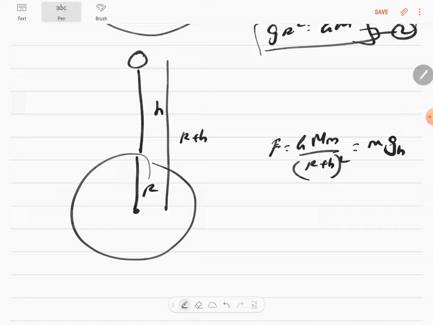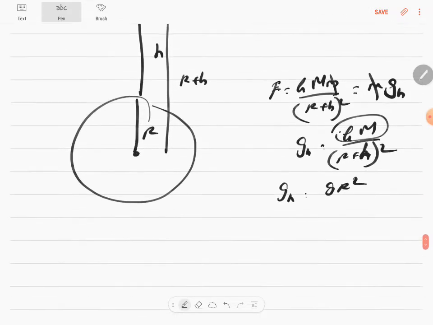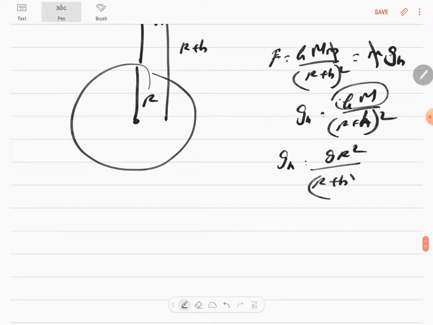It will not be mg, it's mg at a particular height. So m and m will get cancelled. Gravity at a particular height is GM by r plus h the whole square, correct? And you know small g can be replaced as GM equals g r square. So then therefore it's r plus h the whole square.